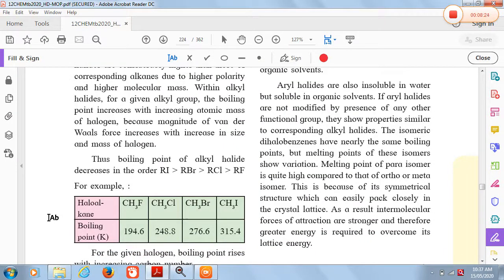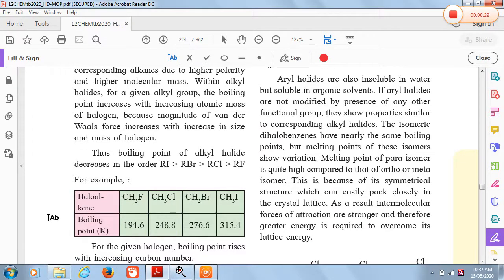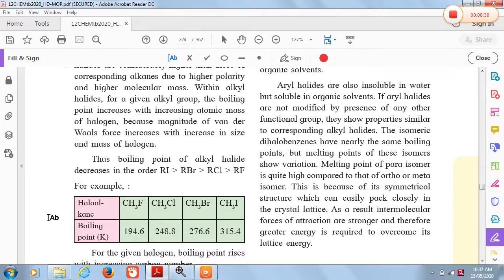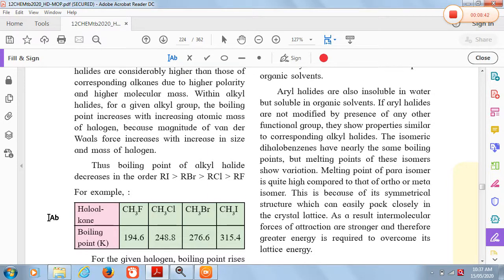So let us consider a particular example. The boiling point from methyl fluoride to methyl chloride and finally to methyl iodide goes on increasing. The reason behind this is the higher polarity and size of the fluorine atom.